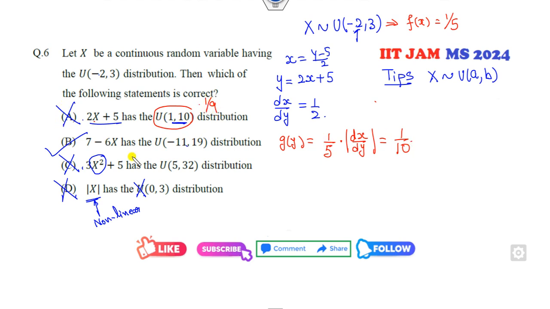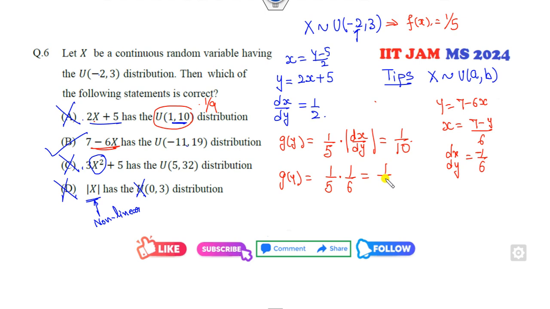It again cancels out. For this case, if I take y as 7 minus 6x, what is the value of x? It is 7 minus y over 6. Dx over dy will be minus 1 over 6. So what is g of y? PDF 1 over 5, dx over dy absolute value 1 over 6. That is 1 over 30. And you can see the PDF is also 1 over 30.